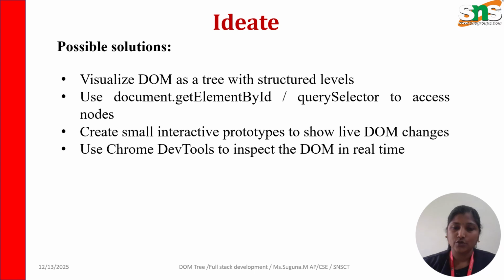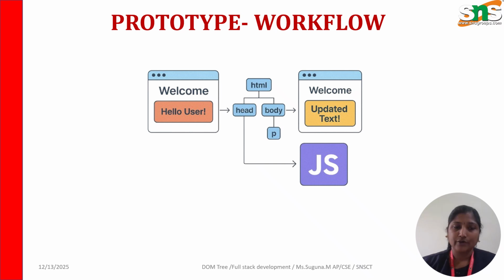From this, the best approach is to understand the document object model in the form of a tree, plus have a practical live manipulation session to understand it. So this is the prototype. This is a prototype tree for a simple HTML page.